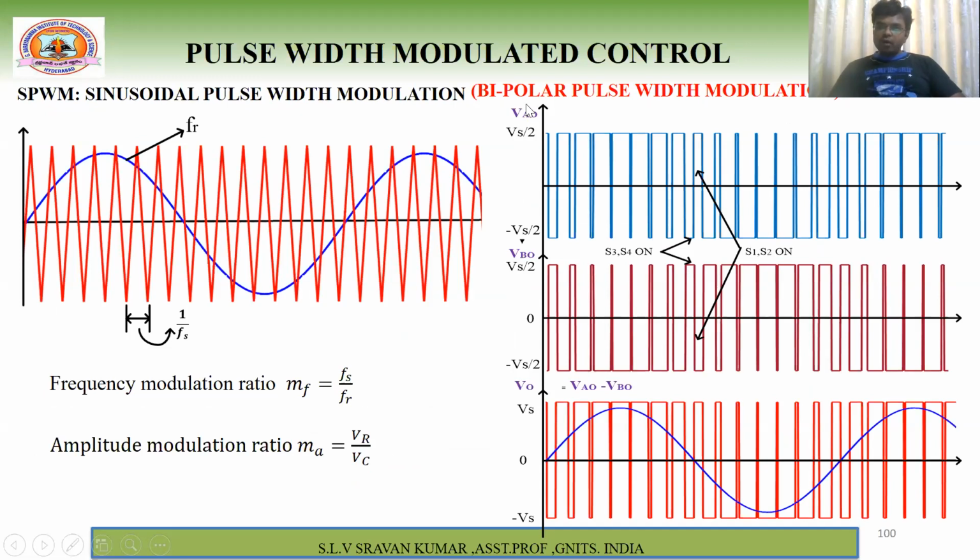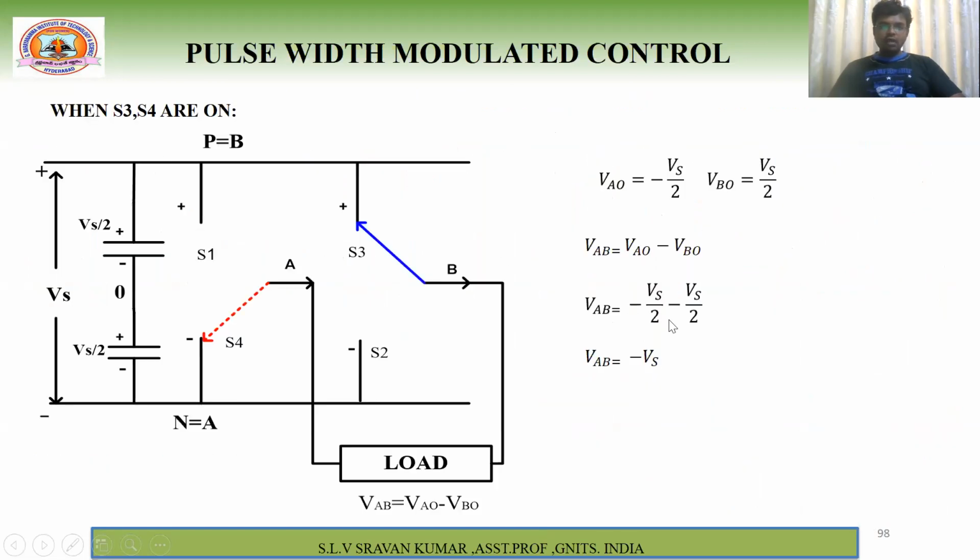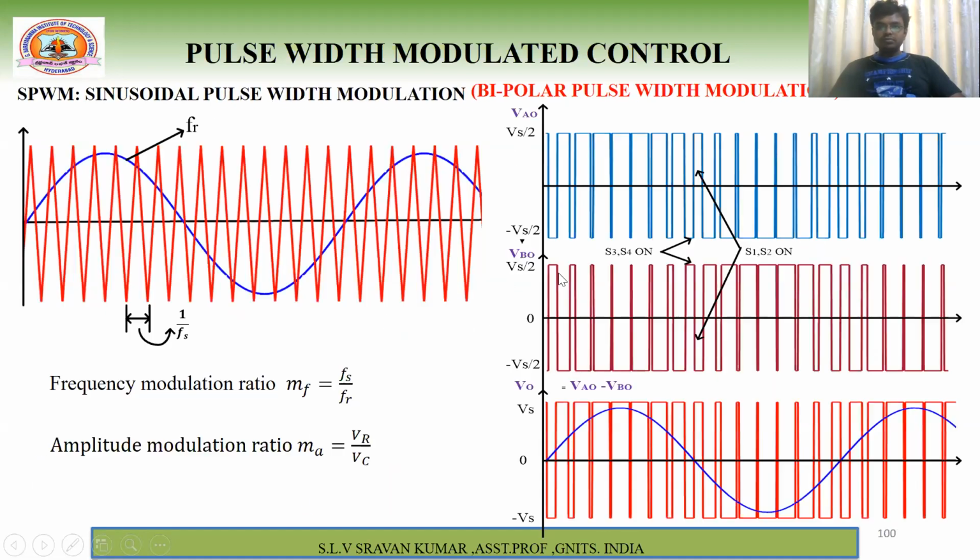So this is VAO. VAO is equal to Vs by 2. But when S1 and S2 are on, what is VBO? VBO is equal to minus Vs by 2. Okay, right. Next, when S3, S4 are on, what happens? VBO is Vs by 2. See, when S3, S4 are on, VBO is Vs by 2. VAO is minus Vs by 2.